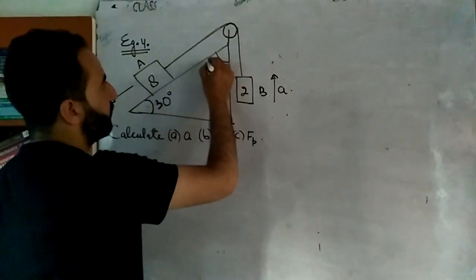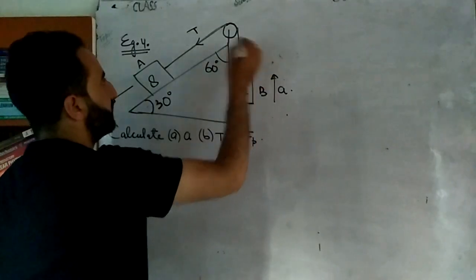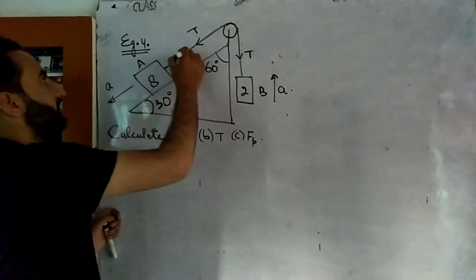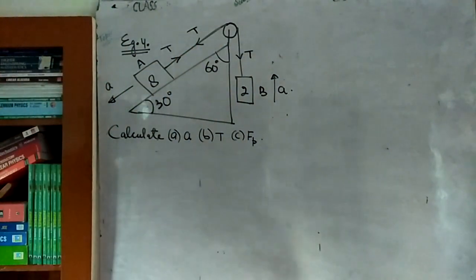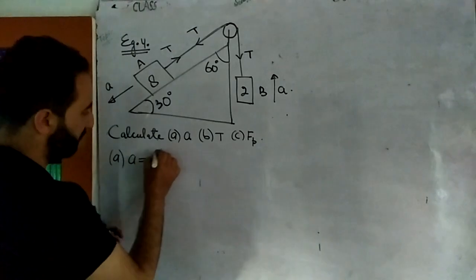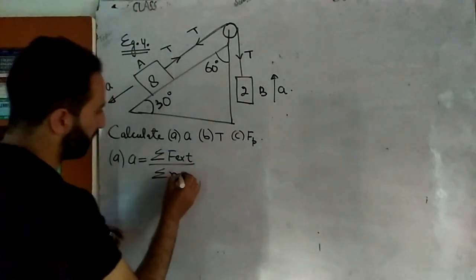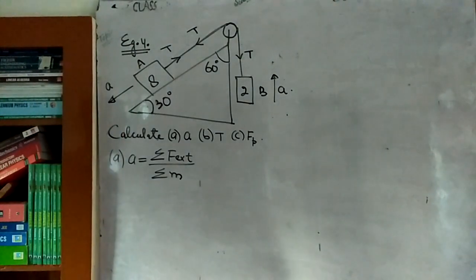Obviously this angle is how much? That's equal to 60 degrees. So this is tension in the string T, and this is the tension in the string T, which we have to calculate. Or you can represent it like this as well. Okay, na beta? So let's calculate first of all the acceleration. So again, simplest of the lot: summation of all the external forces divided by summation of all the masses. Now how many external forces are there? Two external forces.